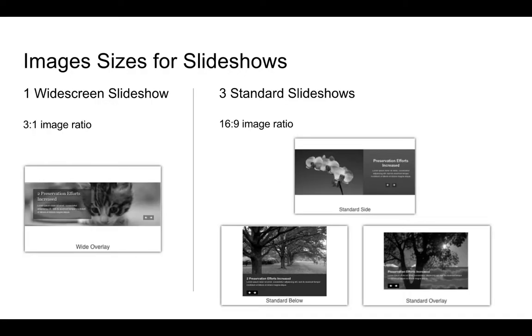So anyhow, the slideshow also allows you to crop, which is nice. We have two sizes: the 3:1 ratio, which is the widescreen, and then the 16:9 ratio. These three over here are all the same ratio. It's just the text that changes position. So you don't have to worry about cropping this yourself. OpenScholar has a tool that will crop this for you.